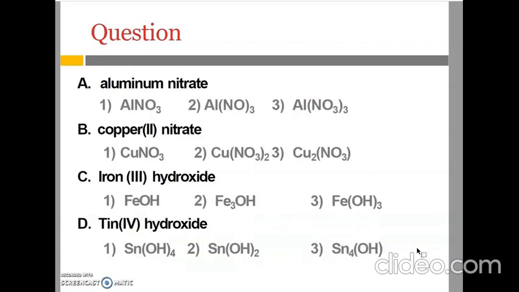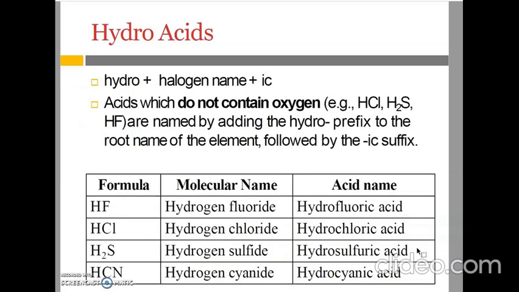Okay. So here, next is for hydroacid names. For a hydroacid name, we put hydro before the halogen name, and at the end of the name we put IC. Acids which do not contain oxygen, for example HCl, H2S, HF, are named by adding the hydro prefix to the root name of the element, followed by the IC suffix.